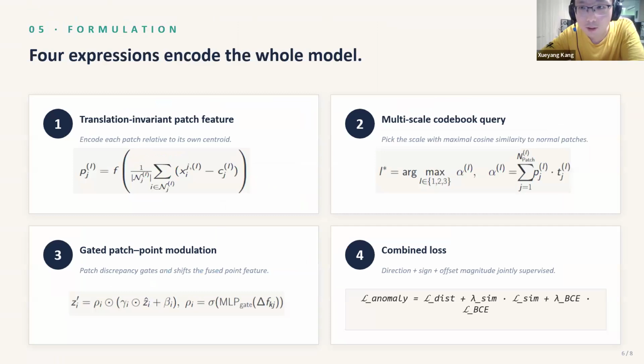The whole model can be formulated with 4 main expressions. Equation 1 defines our translation-invariant patch feature. Equation 2 selects the optimal scale by argmax over the cosine similarities between query and retrieved patches. Equation 3 is gated modulation. Equation 4 combines 3 losses: direction, sign, and offset magnitude.